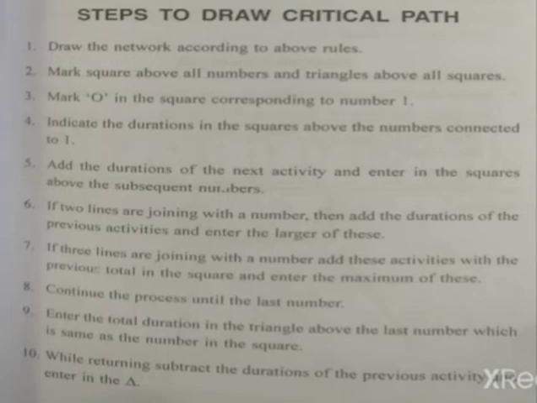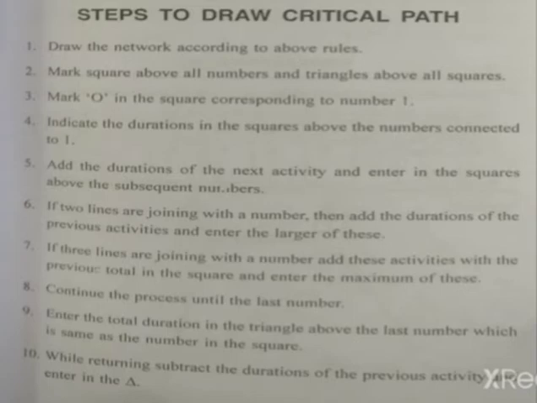Mark 0 in the square corresponding to the number 1. Then indicate the durations in the squares above the numbers connected to 1. You have to indicate the durations of each and every activity, as well as put the arrow mark also. Add the durations of the next activity and enter them in the squares above the subsequent numbers. That means you have to add the duration of the next activity.